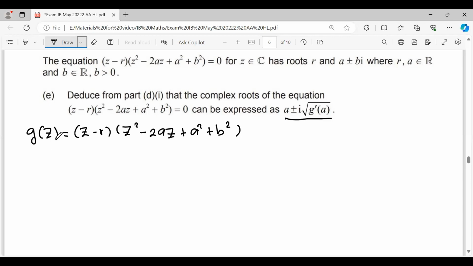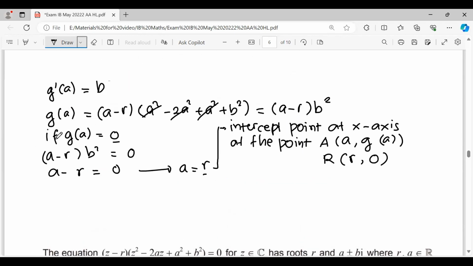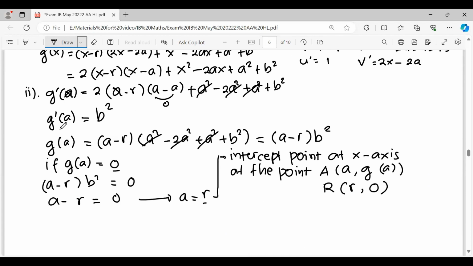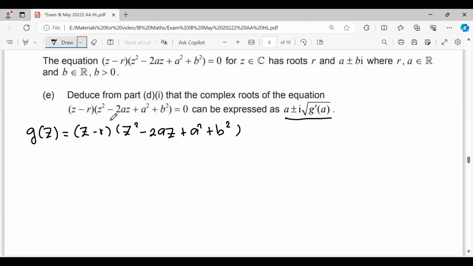So just now we already found that g'(a) equals b squared. Note here that g'(a) equals b squared, which means b equals the square root of g'(a), plus or minus here.